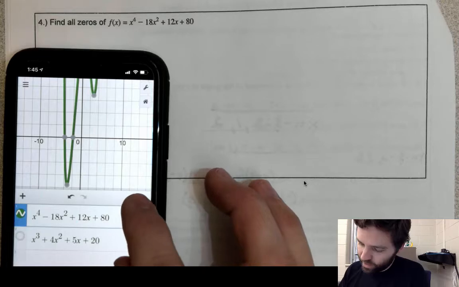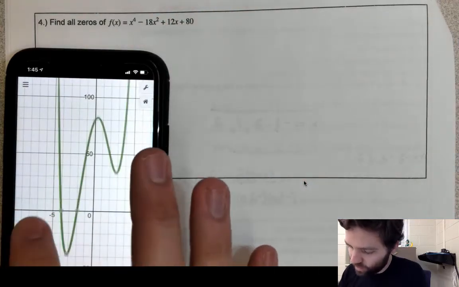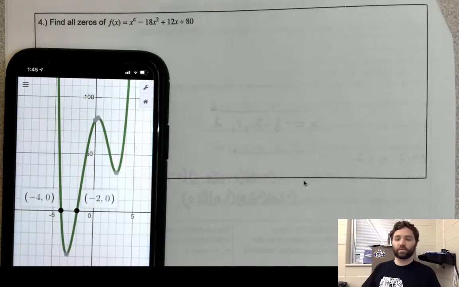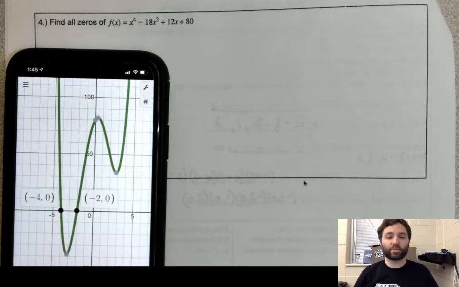All right, and so that's my graph, and so then I check for easy zeros. Are there any easy zeros here? And so I pop the zeros there that are -4 and -2. There's the only 2, so I'm thinking ahead here. The other 2 must be imaginary because the 2 real ones showed up. So when we say find all, we mean find all real and imaginary.